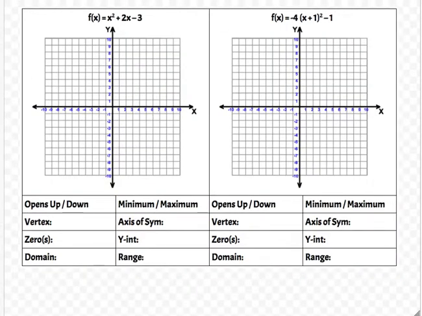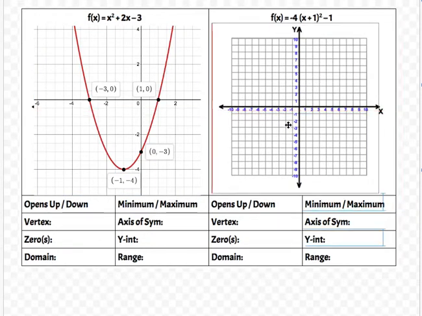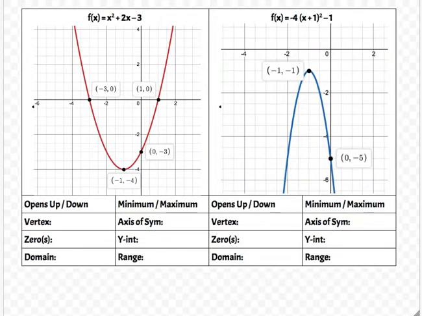Alright, so I got my parabolas from Desmos. So let me show you what your parabola should be looking like. This is x squared plus 2x minus 3, and this one right here is negative 4, parentheses x plus 1 squared plus minus 1. So we're going to be talking about both of those. Notice that this one, like we discussed earlier, has 4 important points, versus when you look at this one, only 2 important points came up.